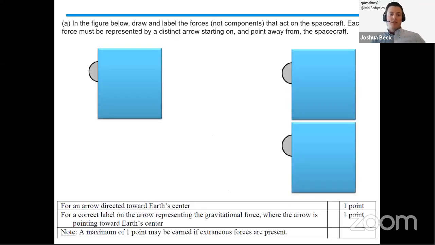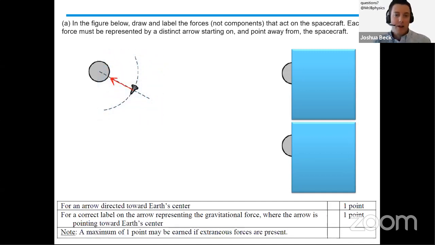Okay, so let's take a look at what the rubric says for this. This part of the problem is actually worth 2 points. It's a nice quick 2 points for you, hopefully. But let's take a look at some things that we typically see for these sort of free body diagrams. Something like this, you might have this on your paper.